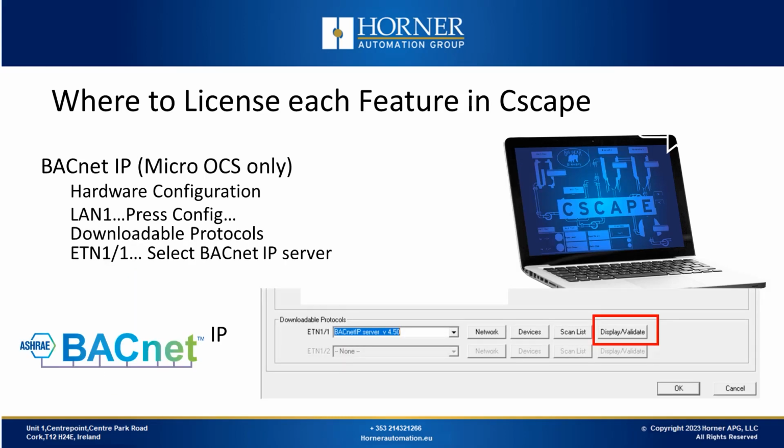To license BACnet IP for the micro OCS, go to Hardware Configuration, then select LAN 1. Press Config and navigate to the Downloadable Protocol section. In the Ethernet drop-down, choose BACnet IP Server. You will then see the Display Validate button. Please note that BACnet IP is already included as a standard protocol in the XL series, XL Prime series, and X5, so it does not require separate licensing for those models.